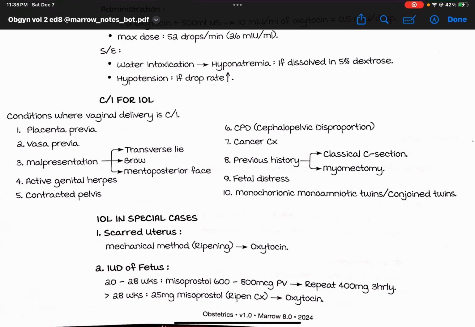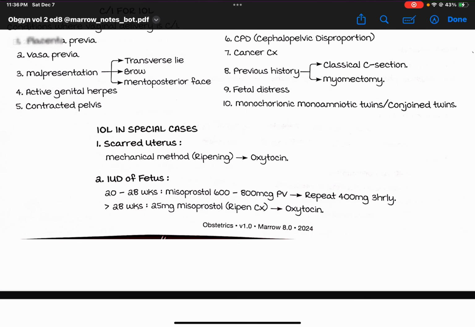Contraindications for induction of labor: conditions where vaginal delivery is contraindicated are also obviously contraindications for induction of labor, such as placenta previa, vasa previa, malpresentation like transverse lie, brow, mentoposterior face, active genital herpes, contracted pelvis, CPD (cephalopelvic disproportion), cancer of cervix, previous history of classical C-section, myomectomy, fetal distress, monochorionic monoamniotic twins, conjoined twins, because they won't be delivered one after the other.